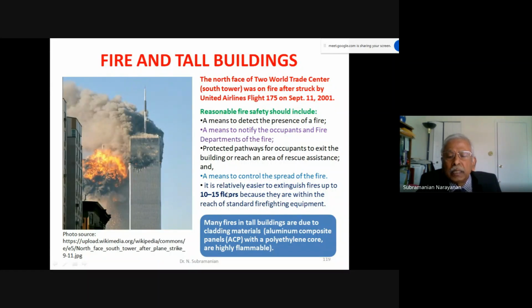It is relatively easier to extinguish fires up to 10 to 15 floors because we have standard fire equipment only for such heights. Many fires in tall buildings are due to cladding materials. Actually, in Dubai, I forgot which year, on New Year's Day, the entire building was affected by fire due to the aluminum composite panel cladding material, which has a polyethylene core and which is highly inflammable.